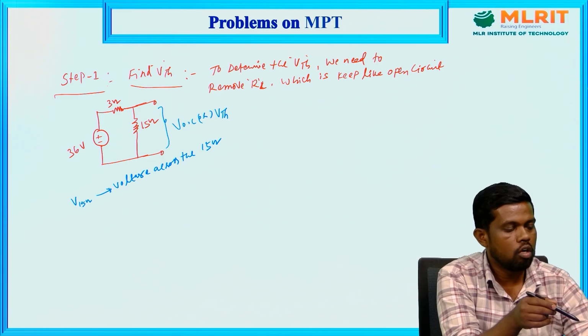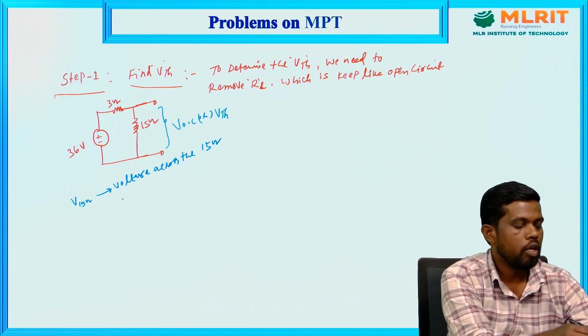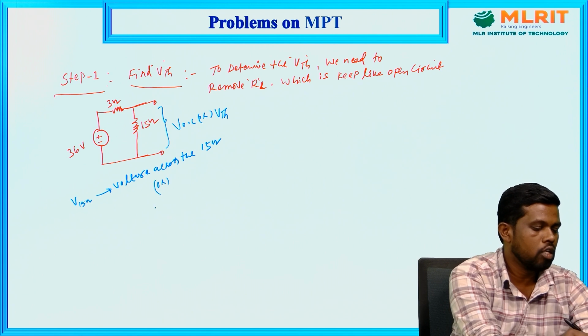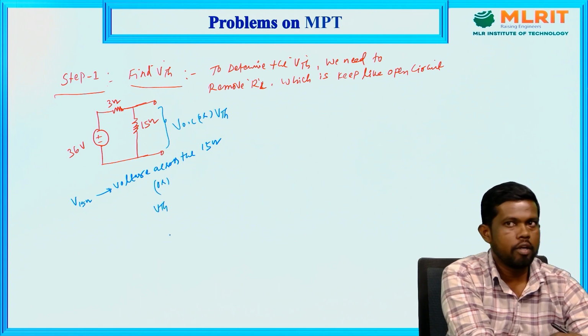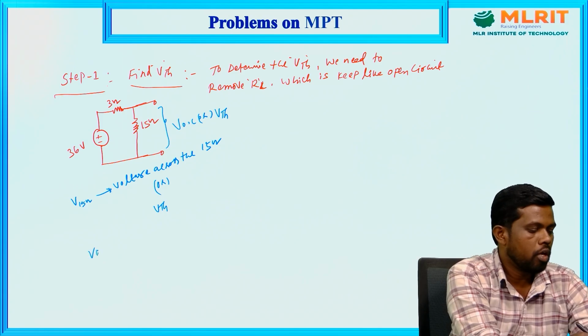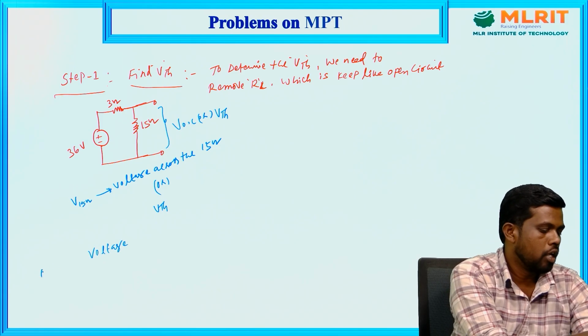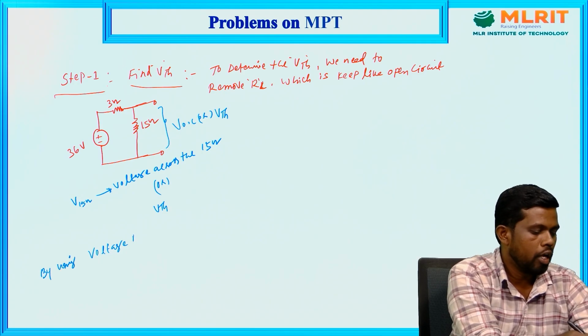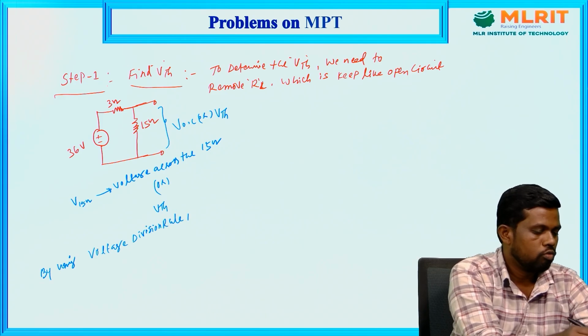That voltage is called the Thevenin voltage. So the voltage across the 15 ohm is the same as the Thevenin voltage, that is VTH. How can I determine the VTH value? Since it's a series circuit, I am applying the voltage division rule to get the voltage across the 15 ohms.